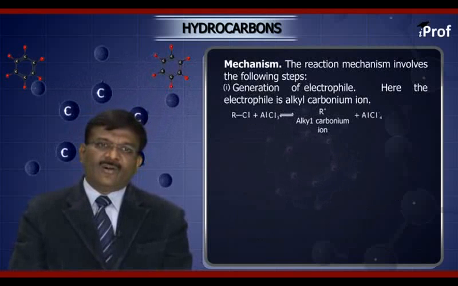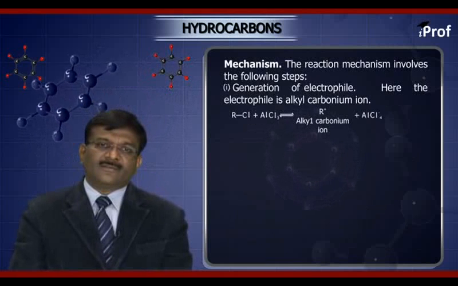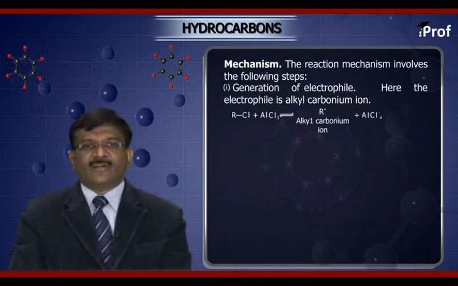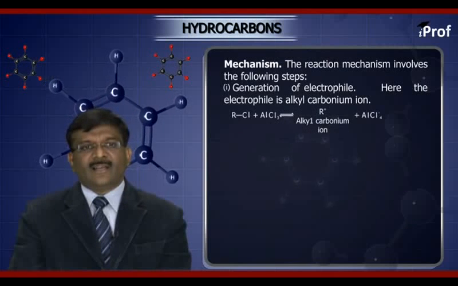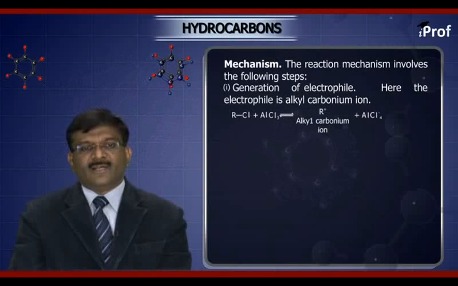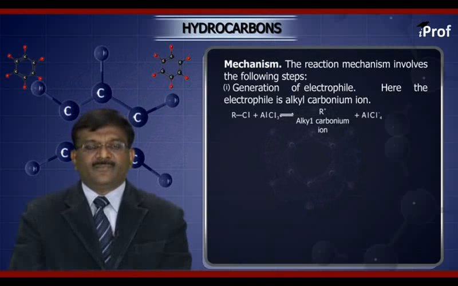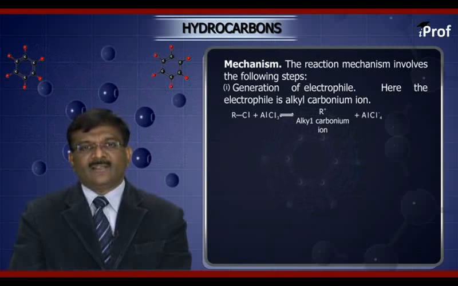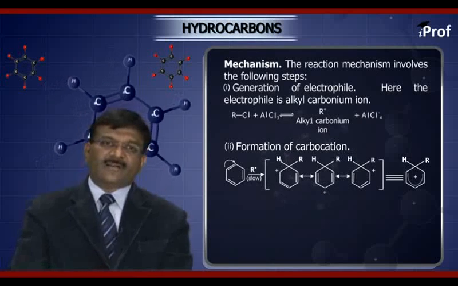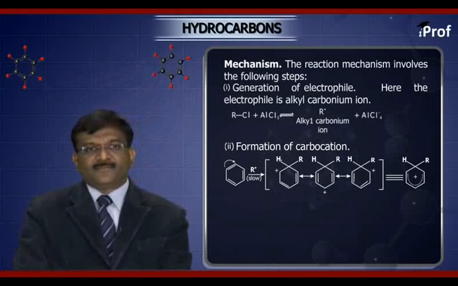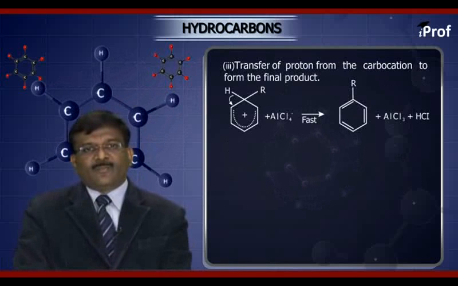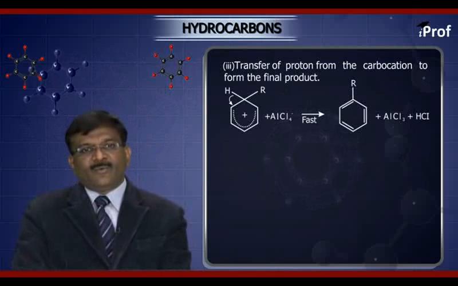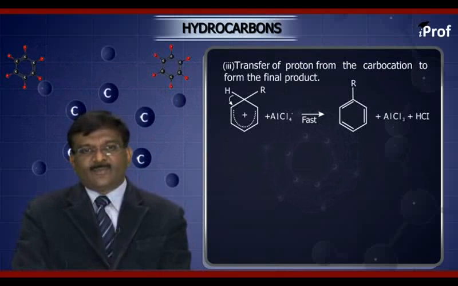The reaction mechanism involves generation of the electrophile. Here the electrophile is the alkyl carbonium ion. RCl plus AlCl3 gives the alkyl carbonium ion plus AlCl4 minus. The formation of the carbocation is the slow process. Then the transfer of a proton from the carbocation forms the final product. This is a fast process.